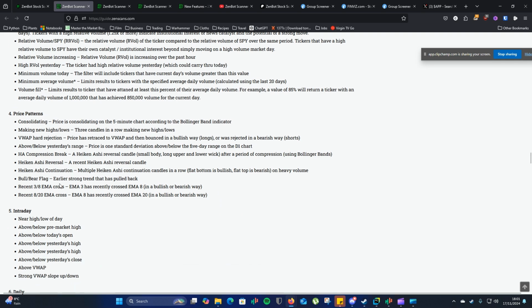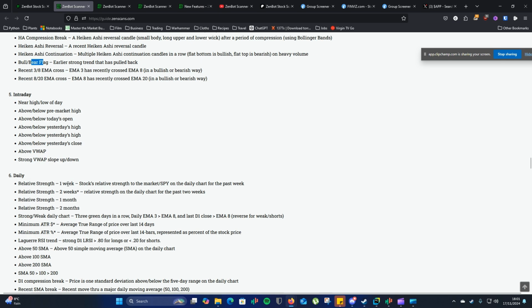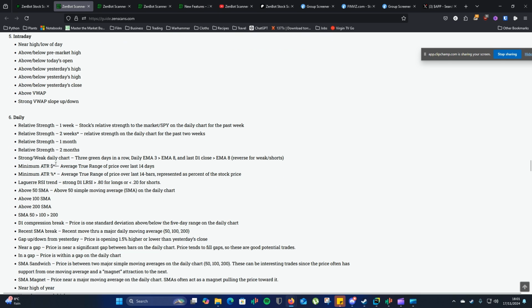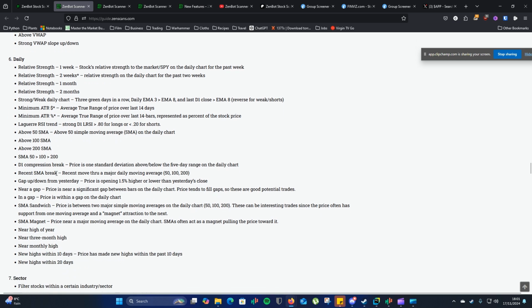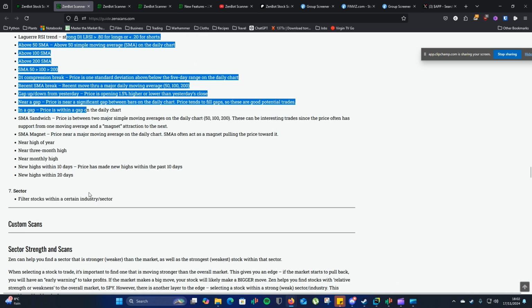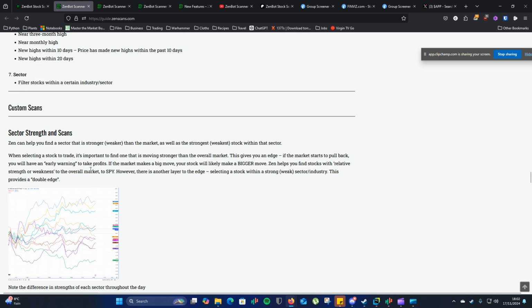But yeah, it tells you what a bear bull flag is. So an earlier strong trend that has pulled back. That can be a strong bullish trend that has pulled back. I personally like to trade pullbacks, so I wait for pullbacks and then get involved. So I'm interested in Heikin-Ashi reversals, bear bull flags, and daily pullbacks. So yeah, really useful to have in the user guide. Storm put a lot of effort into putting this together.